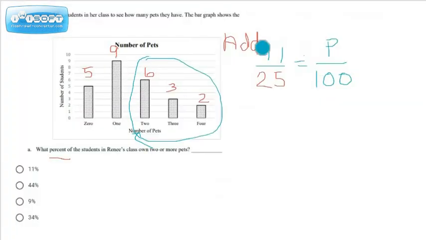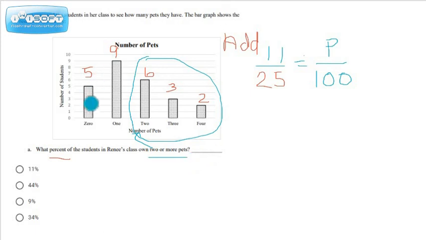All right, let's look at the next question. Renee surveyed the students in her class to see how many pets they have. The bar graph shows the results of the survey. What percent of the students in Renee's class own 2 or more pets? So the first thing we need to do is figure out what's the total here. What's the all of it number?